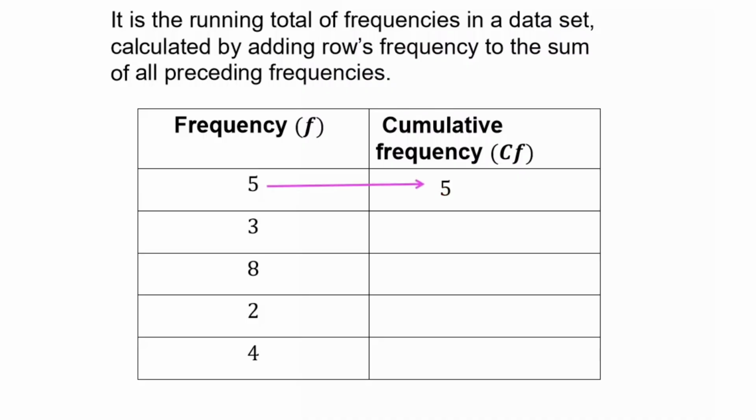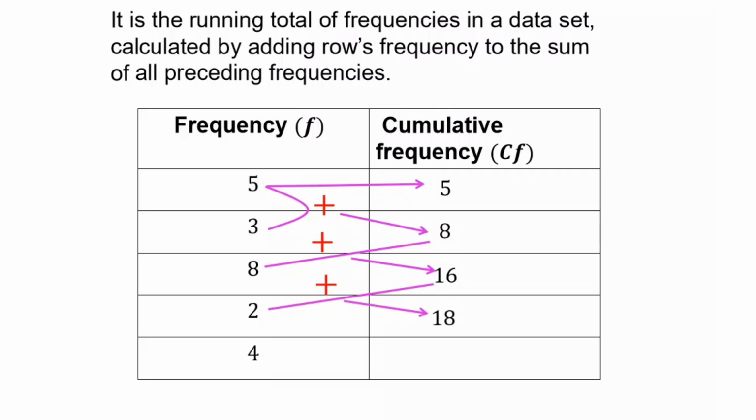Then to get the next cumulative frequency, I add the next frequency value to the previous one, which was 5. So I add 3 to 5, making 8. Then I add 8 to the 8, getting 16. Then I add 2 to 16 and get 18. Then I add 4 to 18 and get 22. So that is how it is done: you add the frequency to the previous value to get the cumulative frequency.